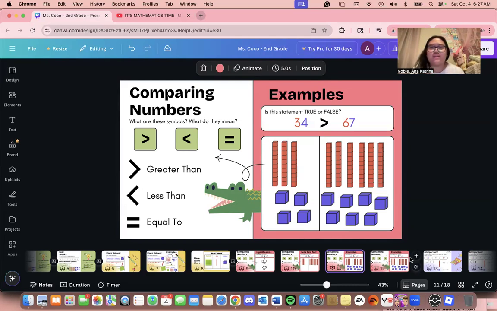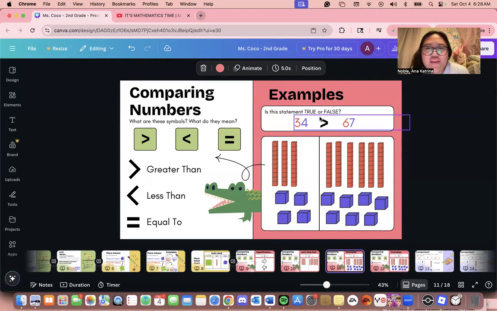Do you guys think that this symbol is true or false? Can someone help me? What does this symbol look like? If we go back to our key here, what does this symbol look like to you guys? Yes, it looks like the less than sign. Let's identify the less than sign. The less than sign is facing which direction, left or right? Right, yes.